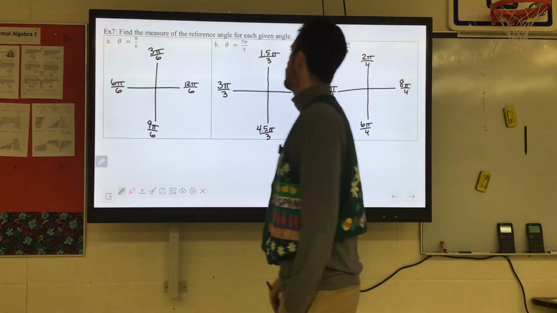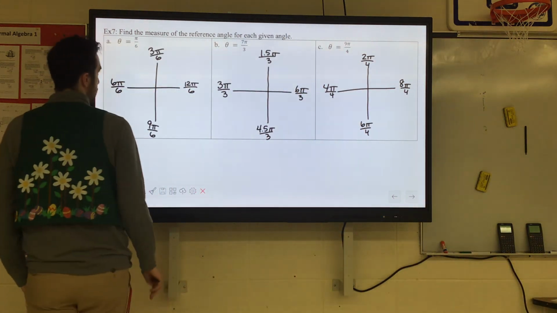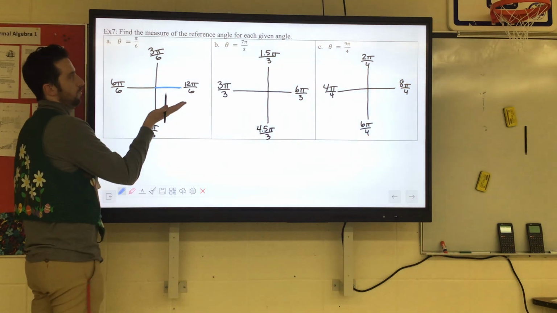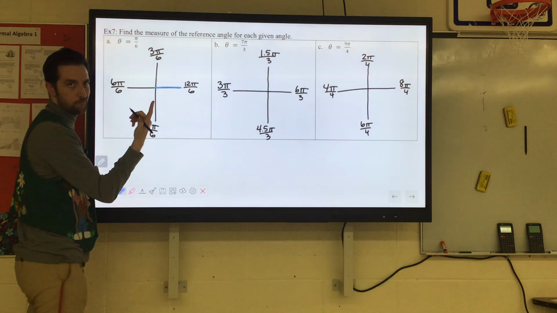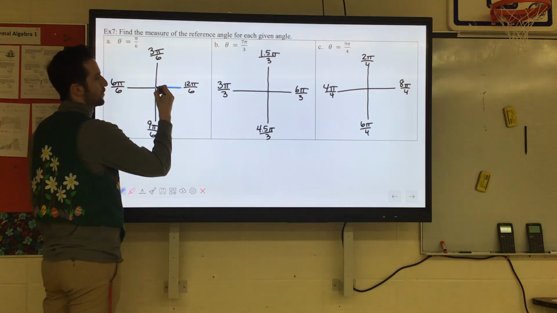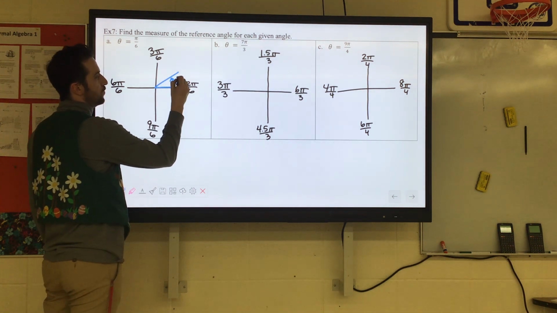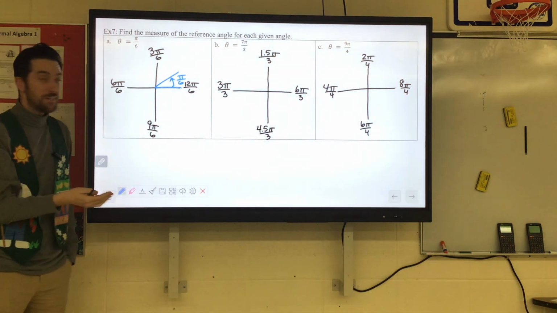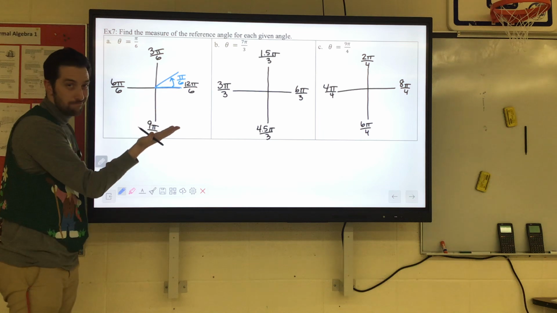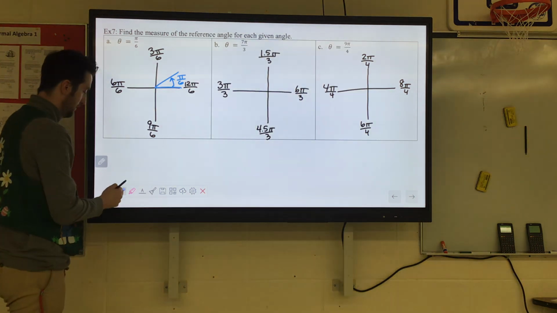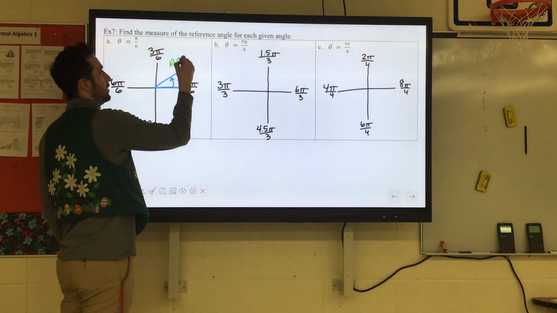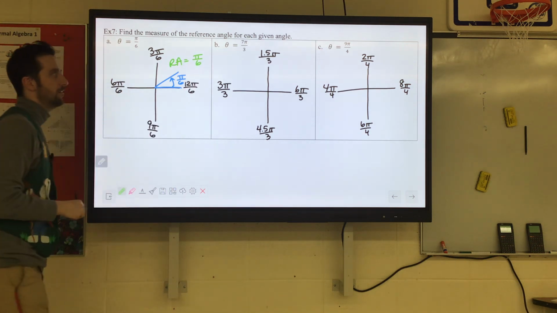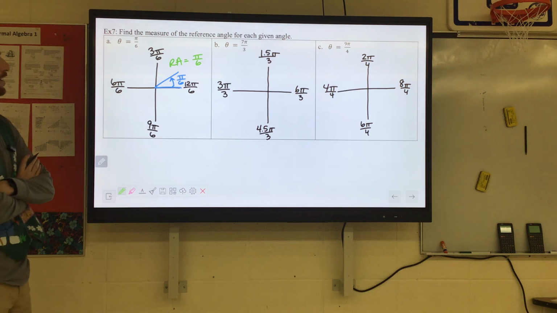Find the measure of the reference angle for each given angle. So here we're drawing 1 pi over 6. It starts at 0. 1 pi is a third of the way to 3 pi over 6, right? So it's just going to pi over 6. Now remember, if it ends in quadrant 1, that angle is the reference angle. So we'll say reference angle is pi over 6. Woohoo! All right, on B, we're going to 7 pi over 3.